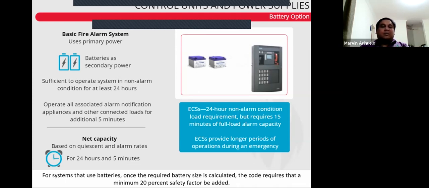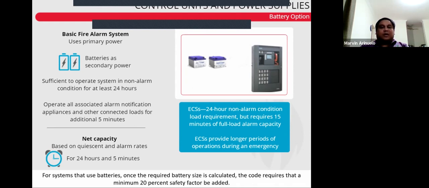And an emergency communication system, or ECS, is used for mass notification or in-building fire emergency voice alarm communication. It requires a minimum of 24 hours non-alarm condition, but requires 15 minutes of full load alarm capacity. This is required because this type of system operates for a longer period during an emergency. The system battery might be used for 30 to 60 minutes under partial load as announcements are made to certain floors.